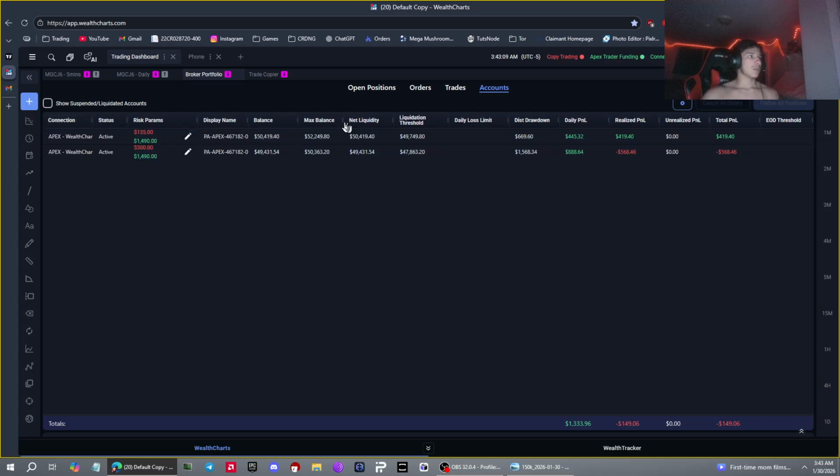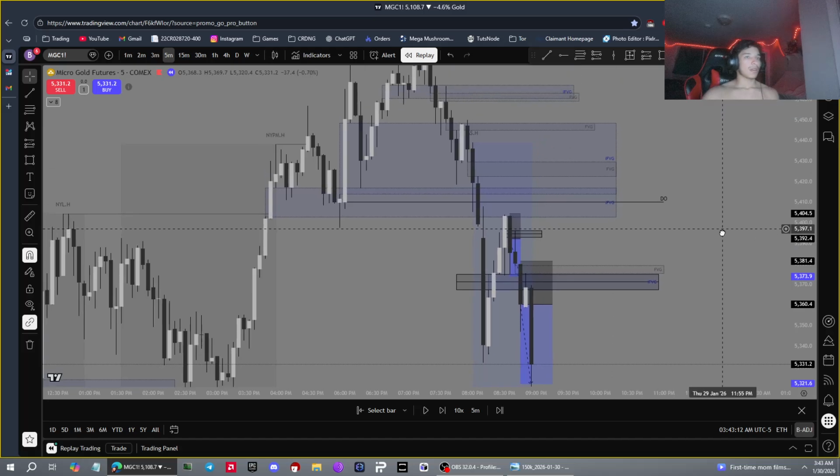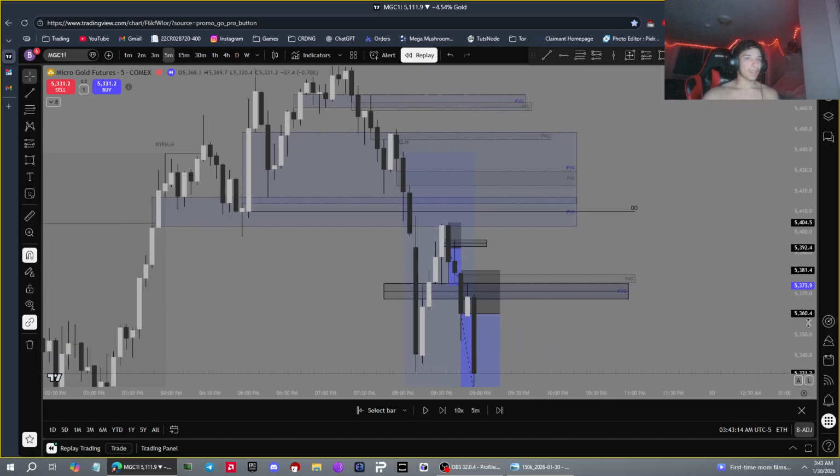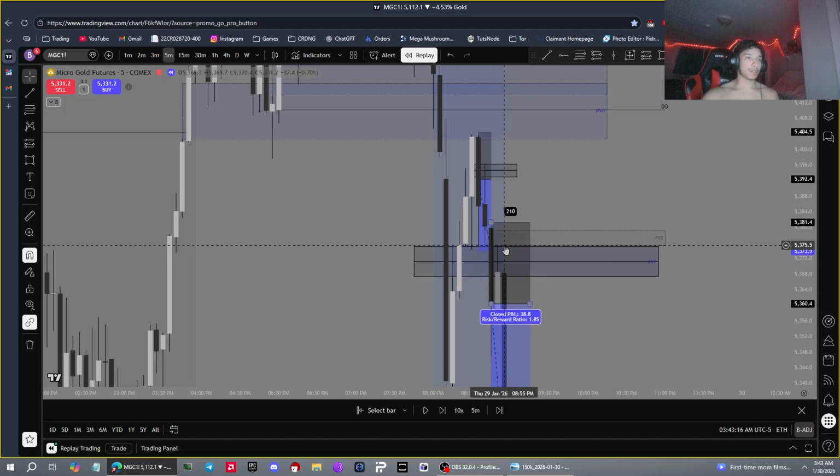Especially when we were in drawdown right here, and I was seeing a fair value gap open up right here, I was feeling extreme fear, and I was almost tempted to close out.